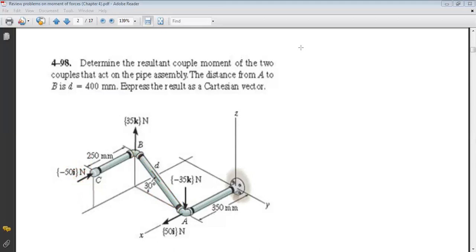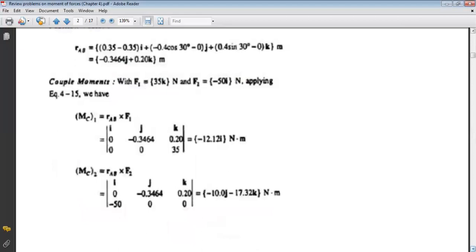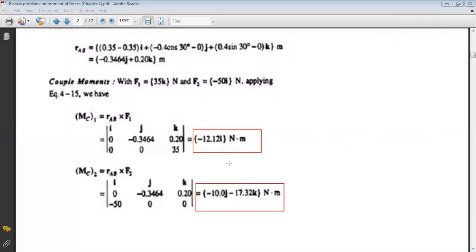So let us continue. Just the final step to do is what? Because I want to find the resultant moment, I should add the first couple to the second one. So by just doing the summation here, I can get my resultant vector. So I sum the i components. It's straightforward because the first couple only has an i component and the other one has only j and k. So the resulting couple will be minus 12.12i minus 10j minus 17.32k.